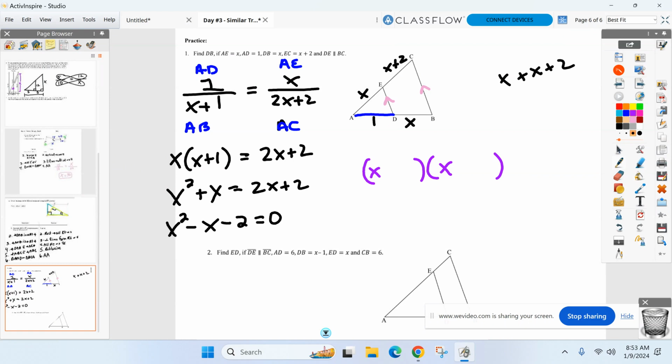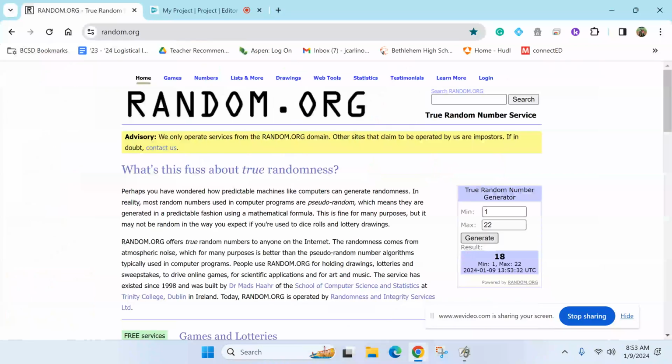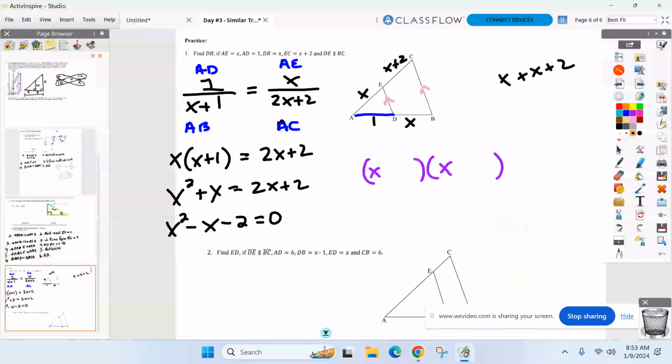Here's the question I have for somebody. Two numbers that multiply to what but add to what? What are you thinking about? Numbers that multiply to what and add to what here? All right, Lily, ready? Two numbers that multiply to... Okay, so we're thinking about numbers that multiply to negative 2 but add to what?